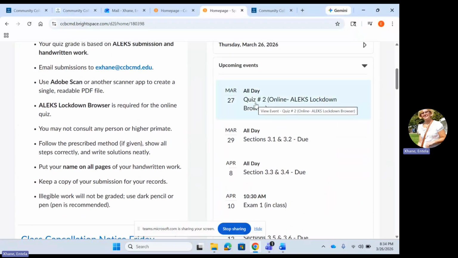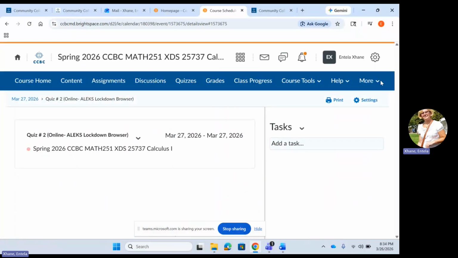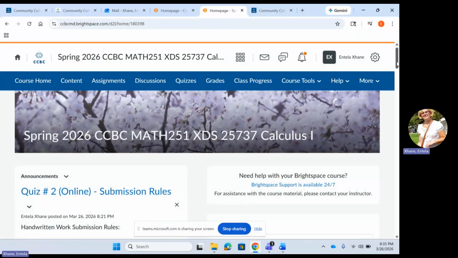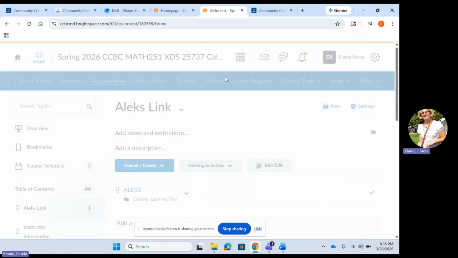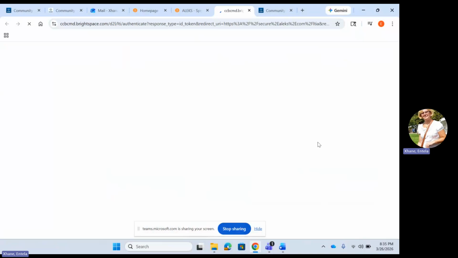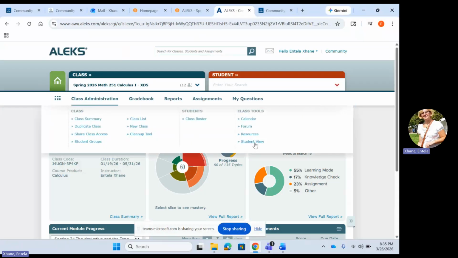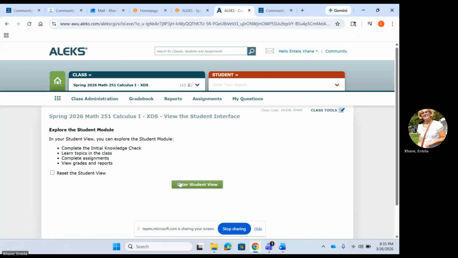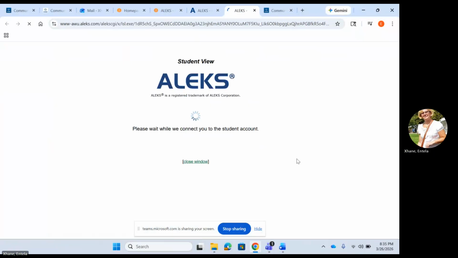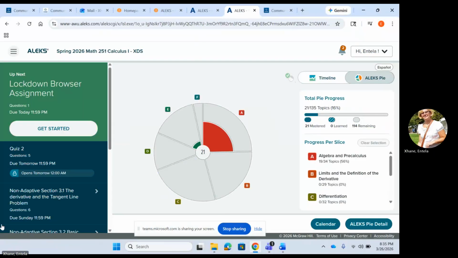You still have a couple of hours remaining to download the Lockdown browser. As I explained, there's an assignment created on Alex only to allow you to download the Lockdown browser. So log in to Alex, and if I make myself a learner or a student, I will show you through the student view that this Lockdown browser assignment is available.